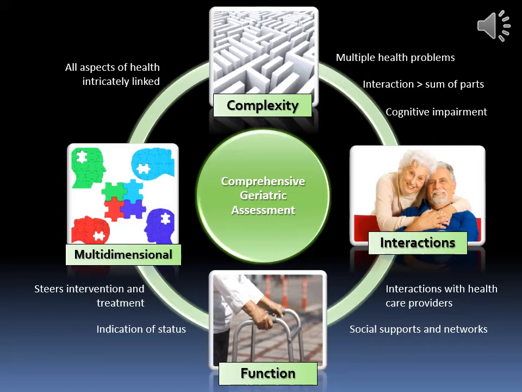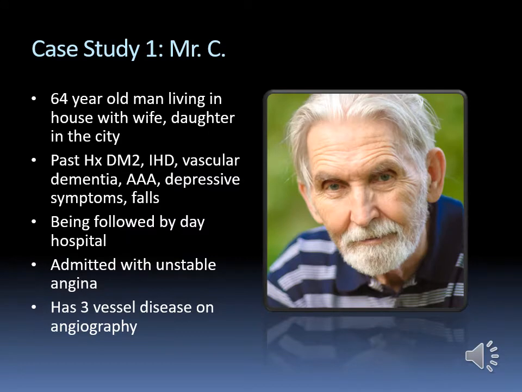Here are a couple of case presentations that illustrate some geriatric principles. So the first one's a true case. It's a 64-year-old guy living in a house with his wife. He's got a daughter in the city. He's got a past history of type 2 diabetes, ischemic heart disease, vascular dementia, AAA, depressive symptoms, and falls. He was attending the day hospital for attention to his cognition, working on his falls, and attention to his mood, because his mood was also quite low.